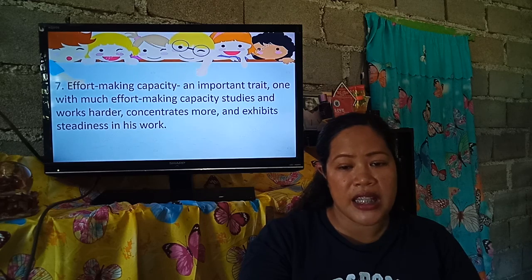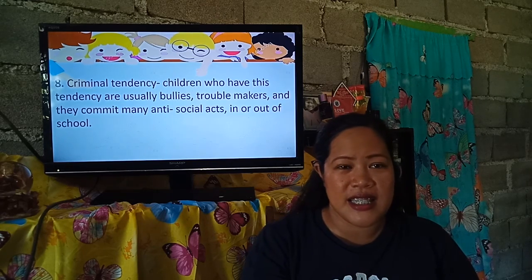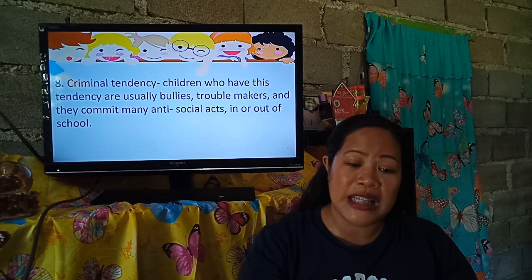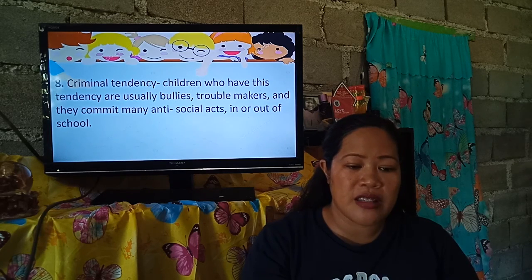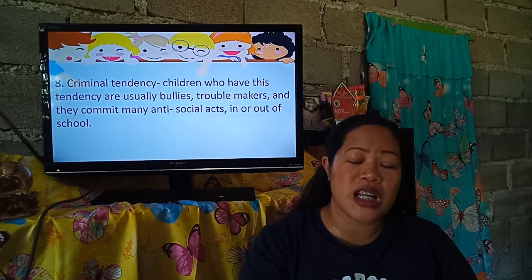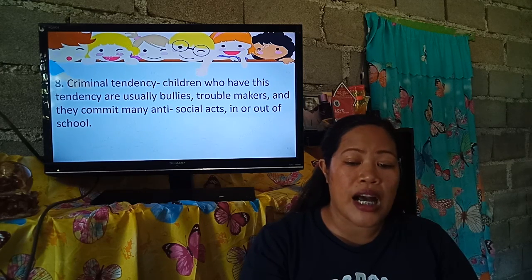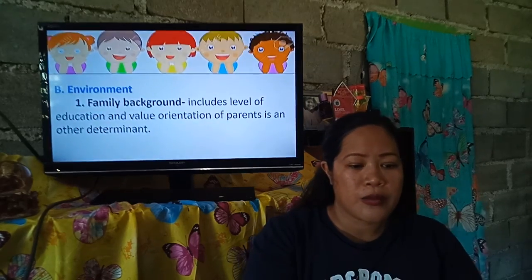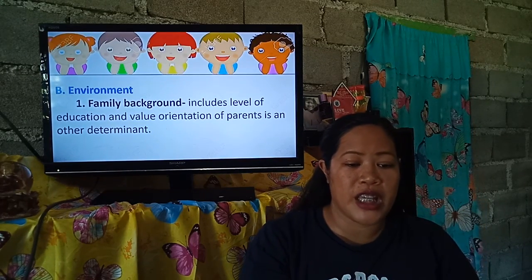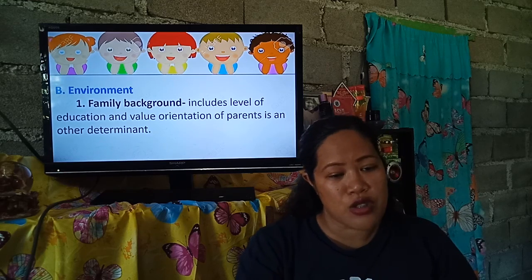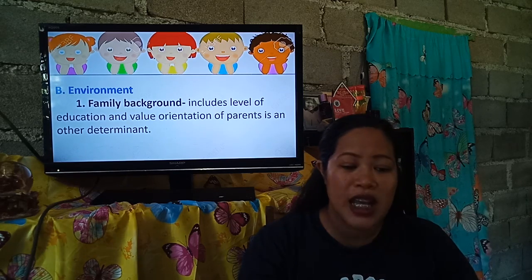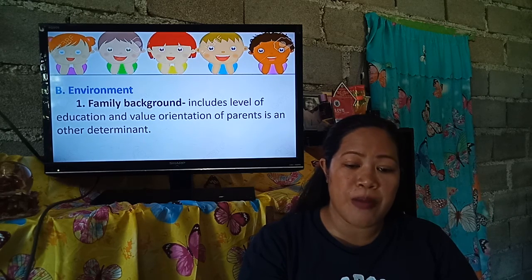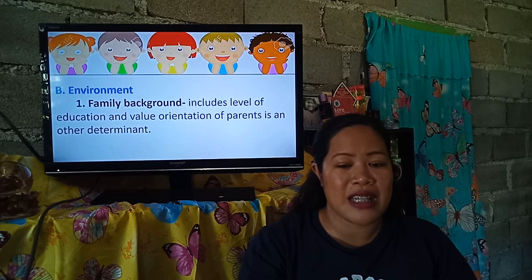Number 8 is the criminal tendency. Children who have this tendency are usually bullies, troublemakers, and they commit many antisocial acts in or out of school. So under environment, we have here the family background. Family background includes level of education and value orientation of parents as another determinant.